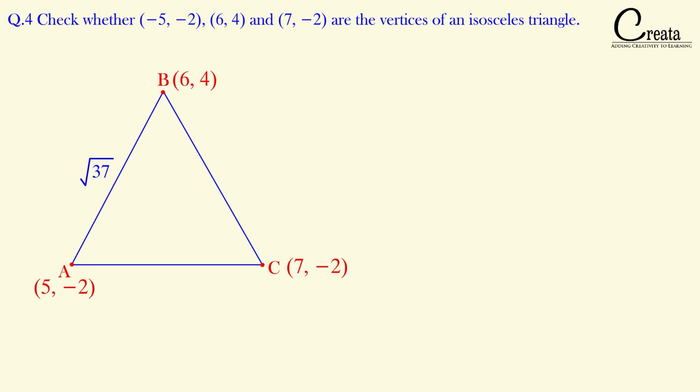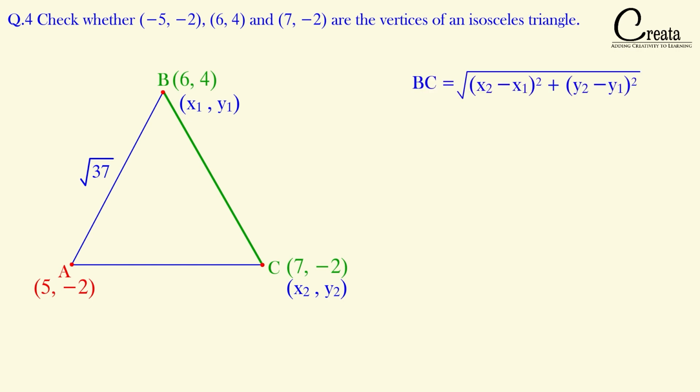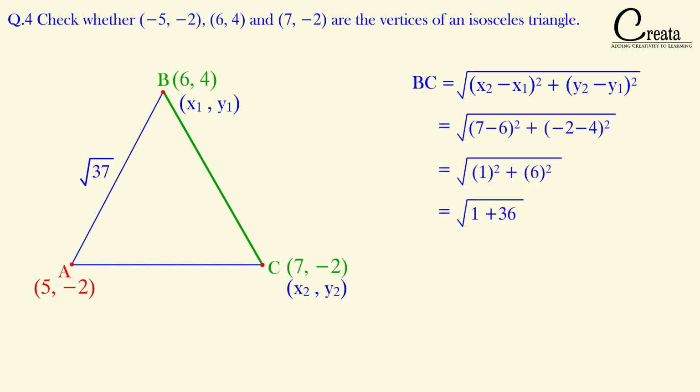Let's move further and try to find the side BC. Here these are the two coordinates. Let's assume B as x1, y1 and C as x2, y2. So we got x1, y1 as (6, 4) and x2, y2 as (7, -2). So we will use our distance formula. On putting the values and solving, we got BC, that is the distance between these 2 points, as root of 37.